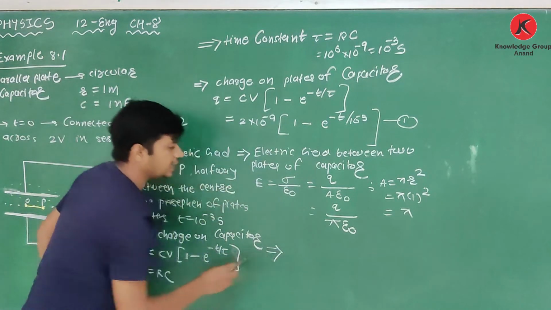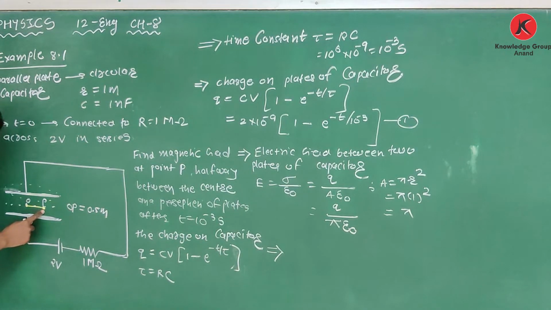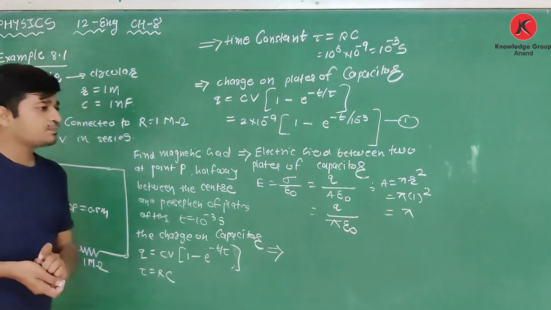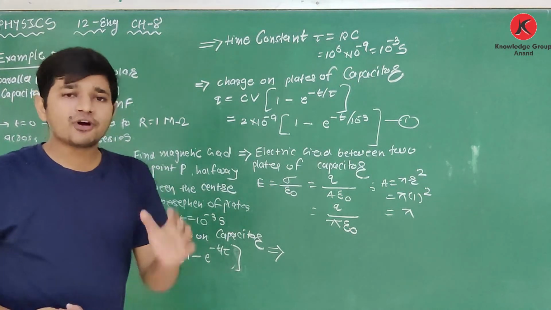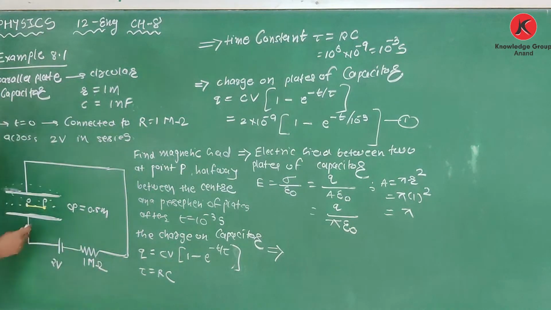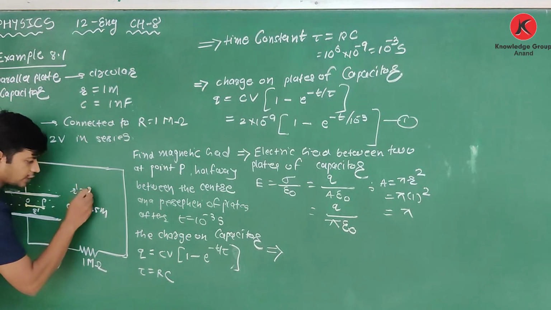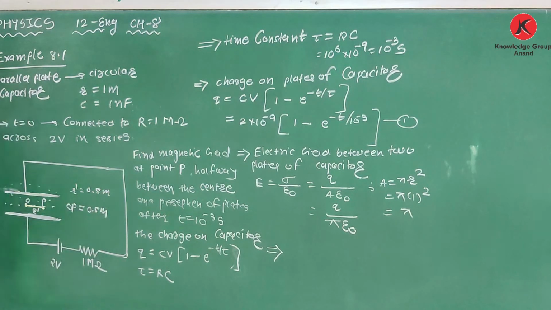Now, as we have to find what is the magnetic field at point P, we have to use the Ampere-Maxwell law. For that you have to consider an Ampere loop at the distance where you have to find the magnetic field. I am naming it R dash. R dash is nothing but 0.5 meter. So you have to consider one Ampere loop like this, having radius R dash.